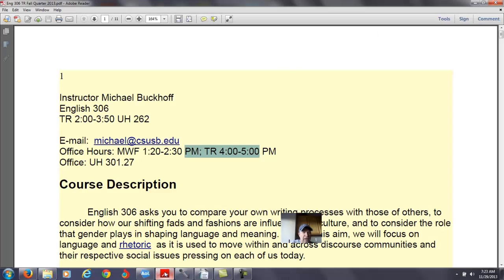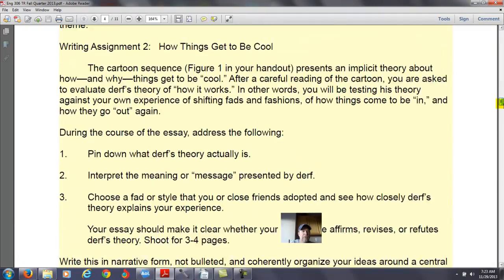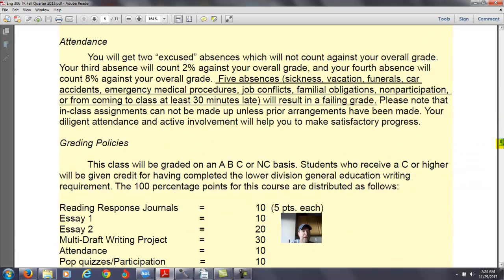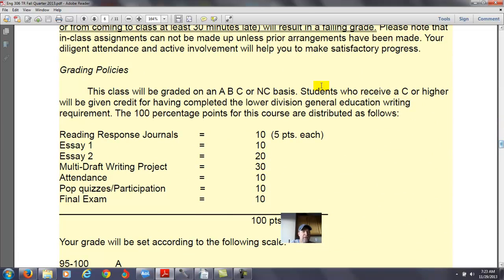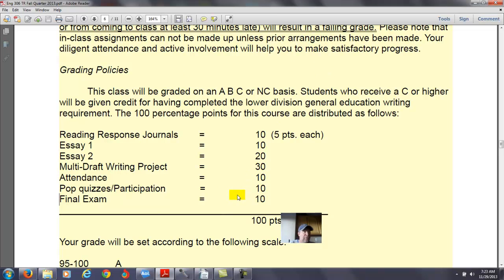All right, let's take a look at the answer here. I'm going to a syllabus right now, so let's scroll down where it talks about the breakdown of the grades. It's actually a pretty good question here. You have the multi-draft writing project is worth 30 points, and then you have the final exam, which is worth 10 points. So you're looking at a total of 40 points for just the multi-draft writing project and the final exam. So obviously you want to do well on your final project and the final exam in this class.